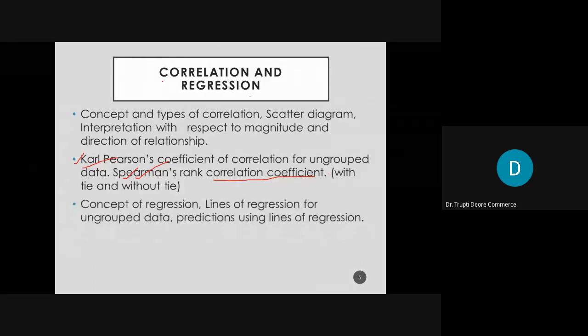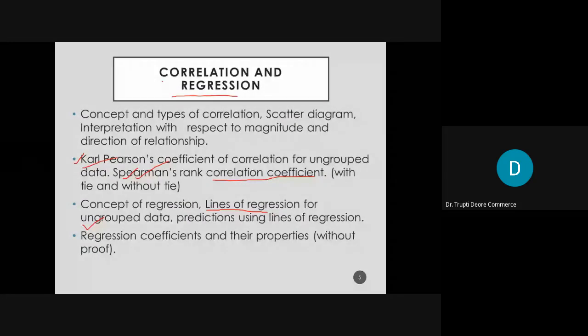And the last one is the concept of regression, right? For regression, we have to draft the lines of regression for ungrouped data and predictions using the lines of regression. Then regression coefficients and their properties. Without proof: in real life, we have to prove the properties you draft through the regression lines, you have to give sufficient proof for this. But for this study, without proof, we are going to see the regression coefficients and their properties. The last one is examples and problems on correlation and regression.